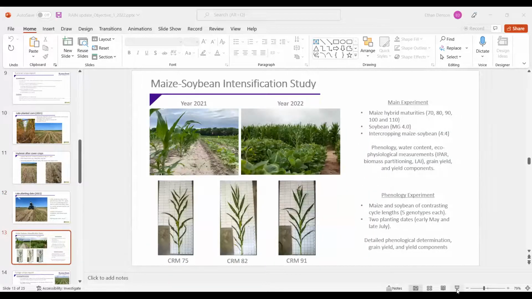I will briefly mention something that we're also doing in the maize soybean intensification. As I mentioned before, we're looking at different maturities in corn. One of our main ideas was to see, if we are changing planting dates or changing the systems, should we start changing maturity, should we start changing densities. So we have different planting times. Even next week, we are putting in another planting date on this study, just to understand what happens to the phenology of these crops when we are moving into different times of the year.